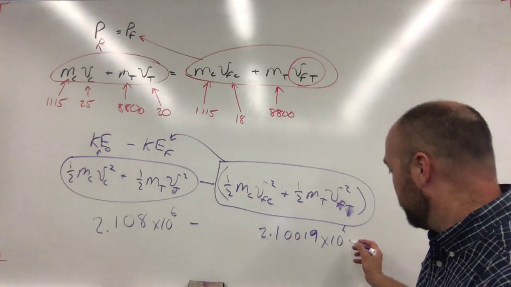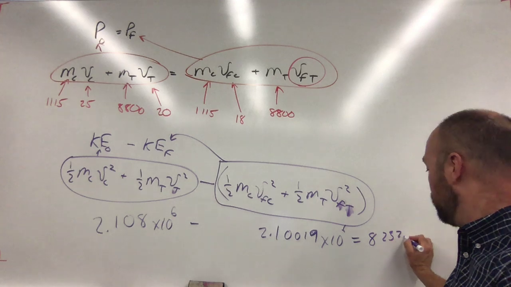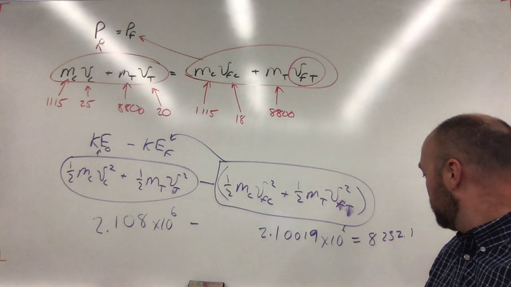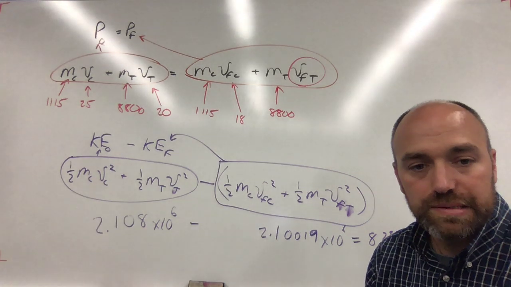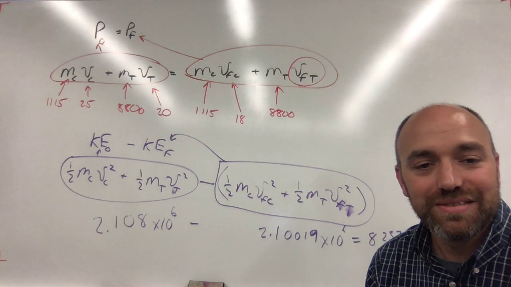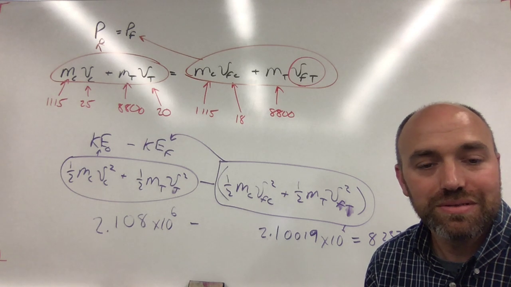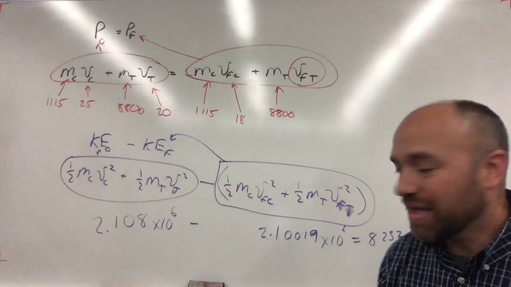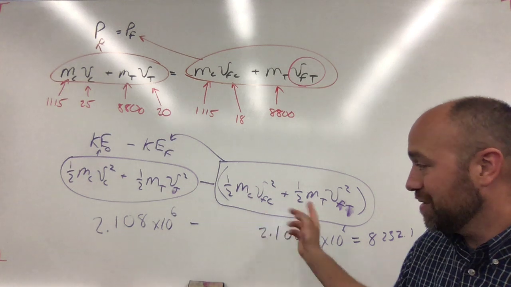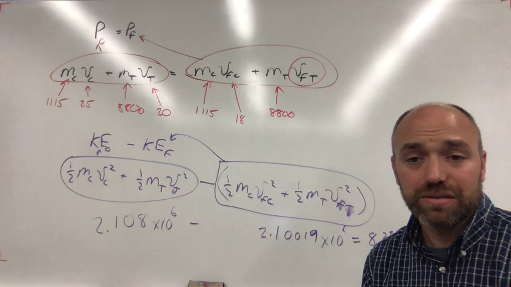I get a different number. I get 8252.1. I don't know. I can't fix it now. Okay. Well, sorry. It's fine. I think it's just a button pushing thing. Maybe it's a rounding thing.